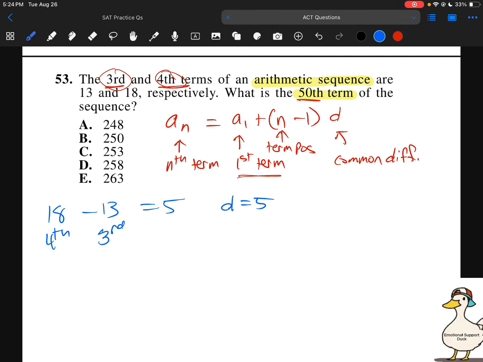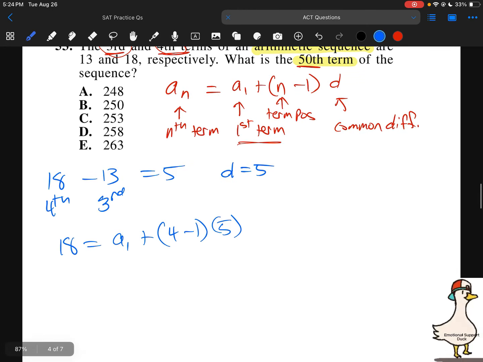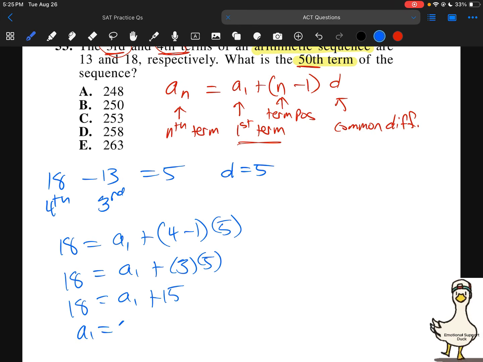Alright, so our nth term, if we say a sub 4, which we know is 18, is equal to a sub 1 plus our term position, which is 4, minus 1 times our common difference, which is 5. So a sub 4 we said is 18, and we can now solve for a1. So 18 is equal to a1 plus 3 times 5, which is 15. So 18 is equal to a sub 1 plus 15. A sub 1 is equal to 3.